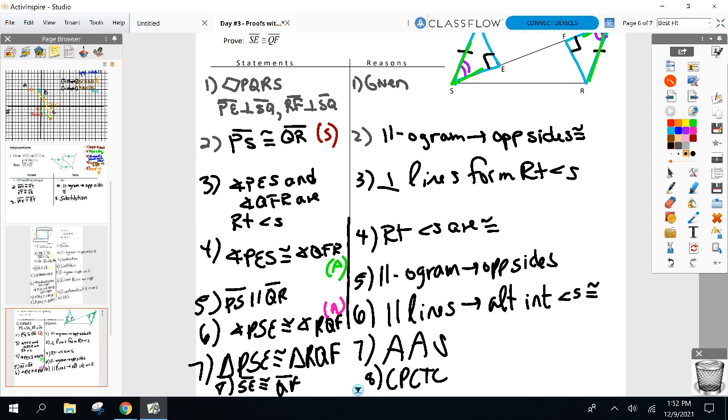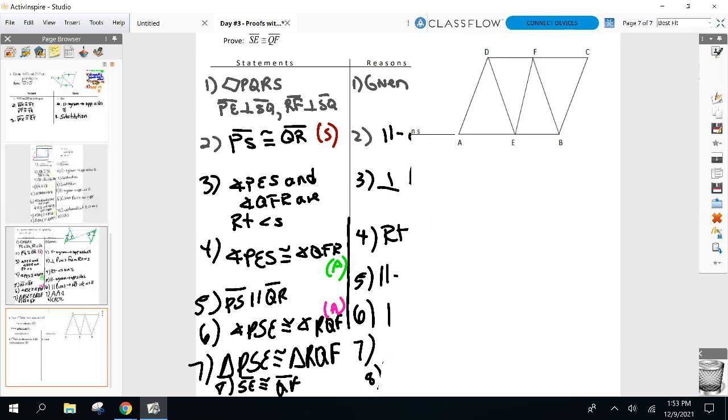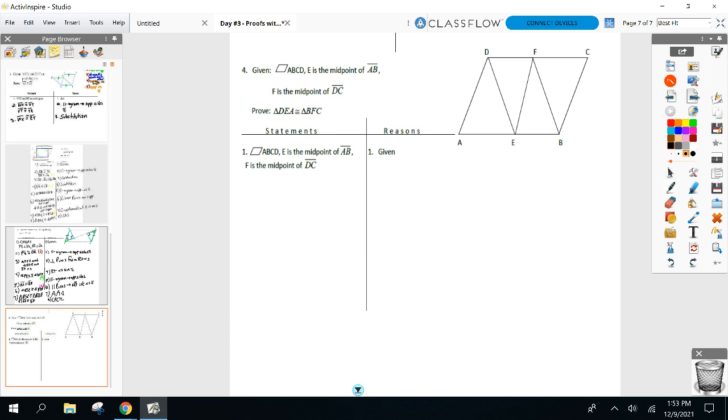One more to go. My job as your honors teacher is to make sure you understand the basics while at the same time challenging you, which is this proof right here. We've got 2 basic proofs, moderate, average level proofs. Now it's time to get an honors level proof.